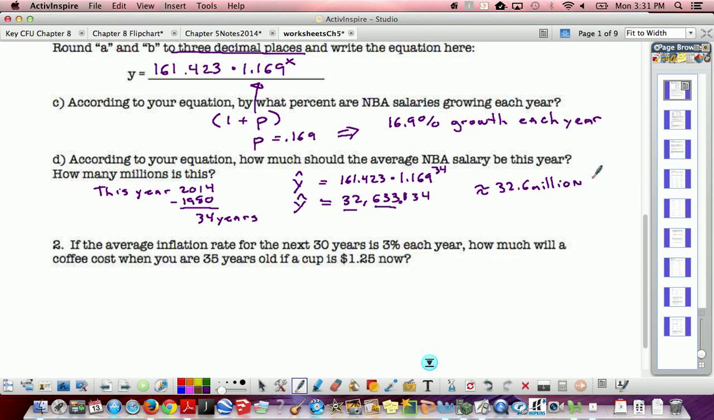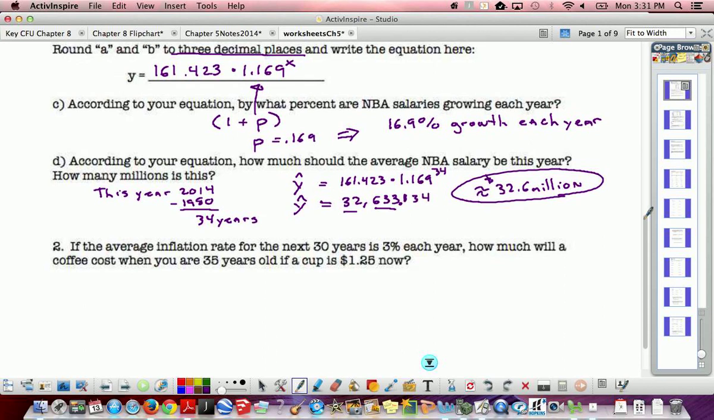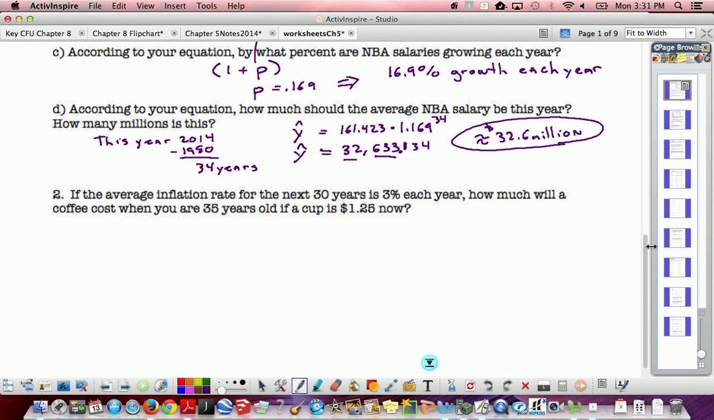Now, those of you who are basketball fans know that really only the superstars are still getting paid like $32 million a year. All right, that ends question number 1 with the basketball.